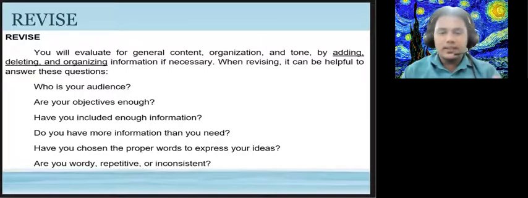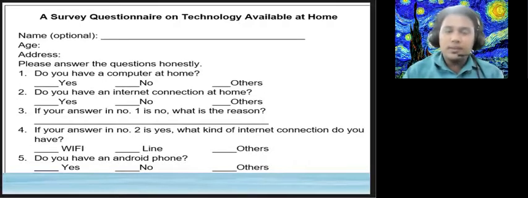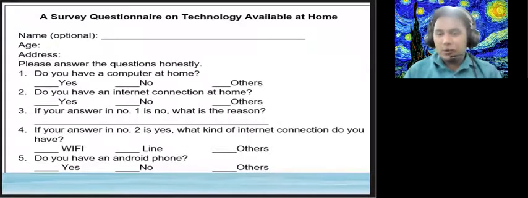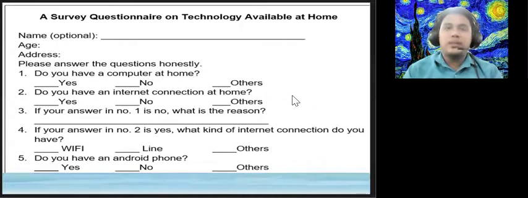So this is an example of a survey questionnaire on technology available at home. But this is not yet revised. Look at the questions. Do you have a computer at home? Yes or no? If you're going to revise it, you are going to delete others. The question, do you have a computer at home, must be answerable by yes or no only. No need for you to include others, kasi yes or no yung question. Wala nang others doon.